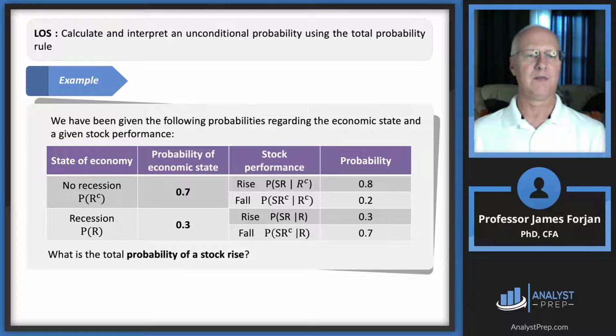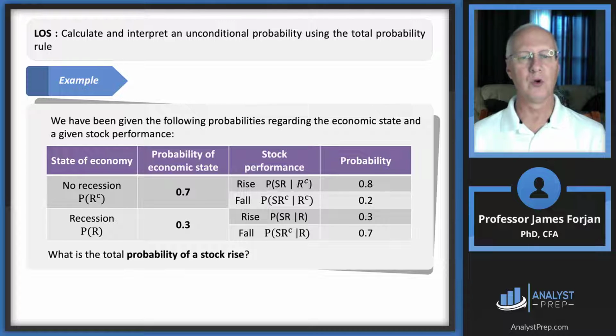So notice down the left-hand column, we have two states of the economy, no recession and a recession. So one is the complement of the other. There's that C in the superscript. So probability of no recession, 70%. Probability of a recession is 30%. And then we can go over and annotate the stock price performance, the rise and fall. So there's the slash given the complement or not. And so there's the associated probability.